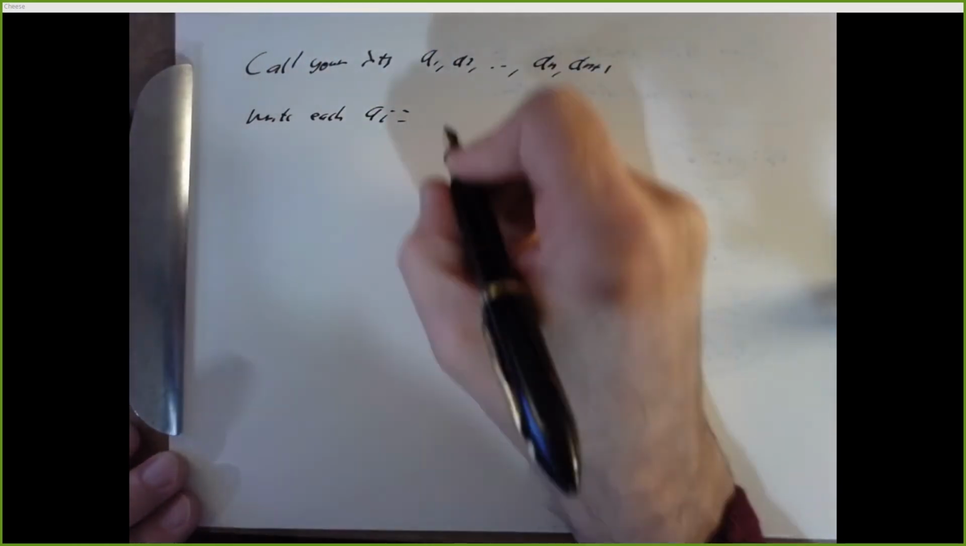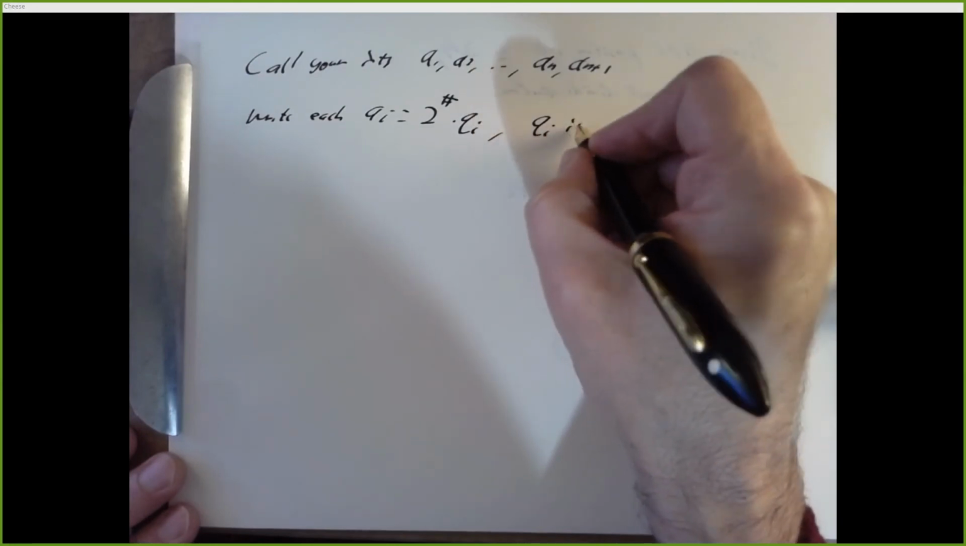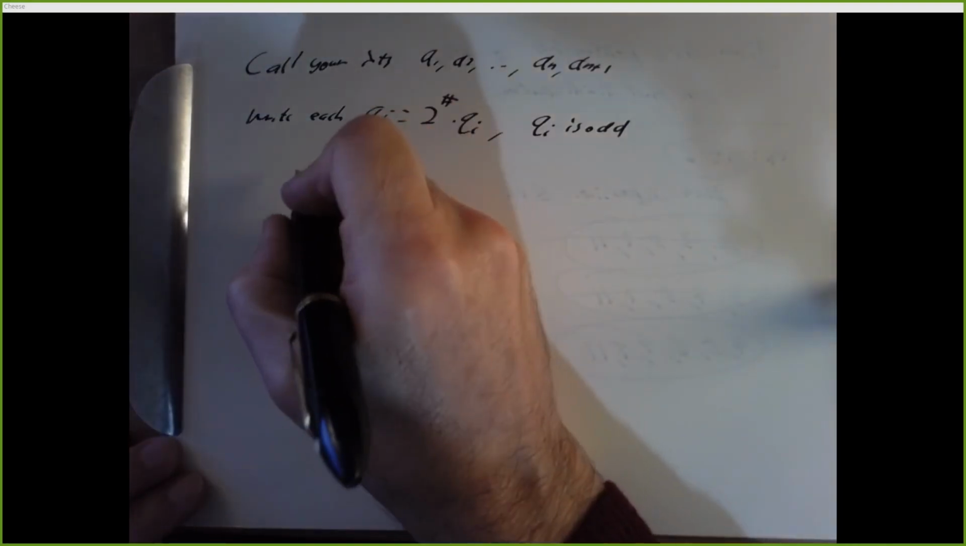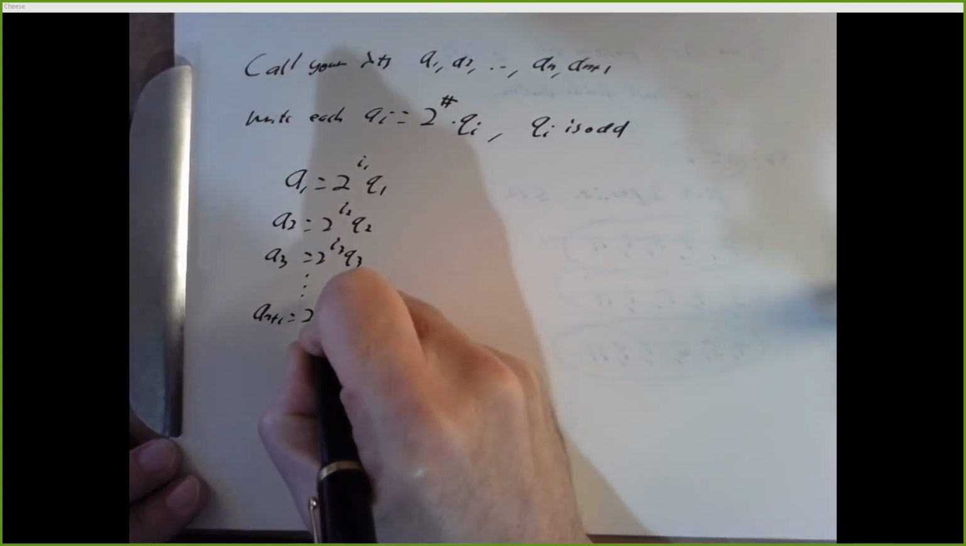All right, so we can write each number a_i as 2 raised to some number times q_i, where q_i is odd. In other words, for each number, let's factor out all of the 2's, and just write it as a power of 2 times some odd number. So a1 equals 2 to the i1 times q1. a2 is 2 to the i2 q2. a3 is 2 to the i3 q3. And a_{n+1} is 2 to the i_{n+1} times q_{n+1}.